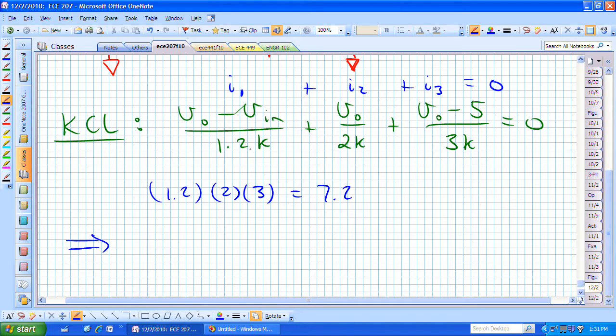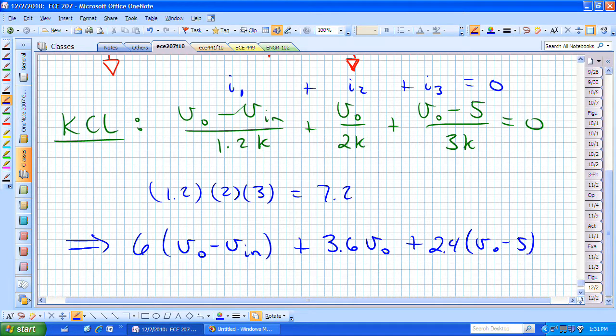7.2 divided by 1.2 gives us 6, so we have 6 times (V0 minus Vn) plus 7.2 divided by 2 is 3.6, so we have 3.6 V0, and finally we have 7.2 divided by 3, which is just 2 times 1.2, or 2.4, times (V0 minus 5). All of that is equal to 0. We haven't changed this relationship between Vn and Vout.